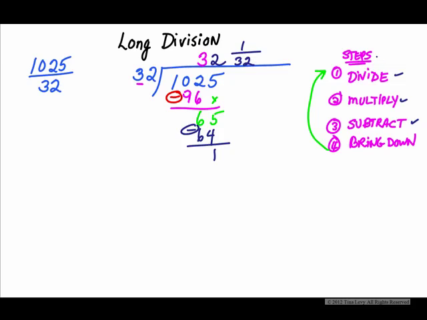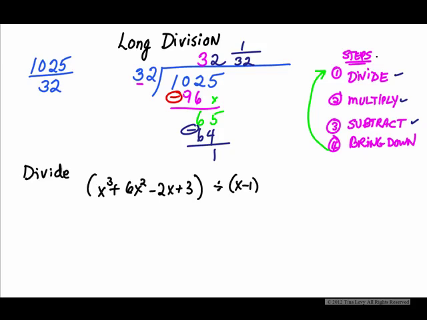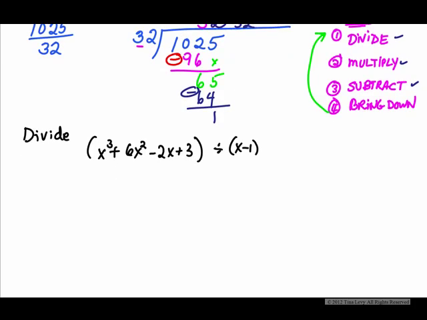We're going to use these steps to actually do a long division problem algebraically. We have this problem for long division. I want you to divide this cubic polynomial by x minus 1. Our first step is we're going to set it up like long division. We put x minus 1 into x cubed plus 6x squared minus 2x plus 3.